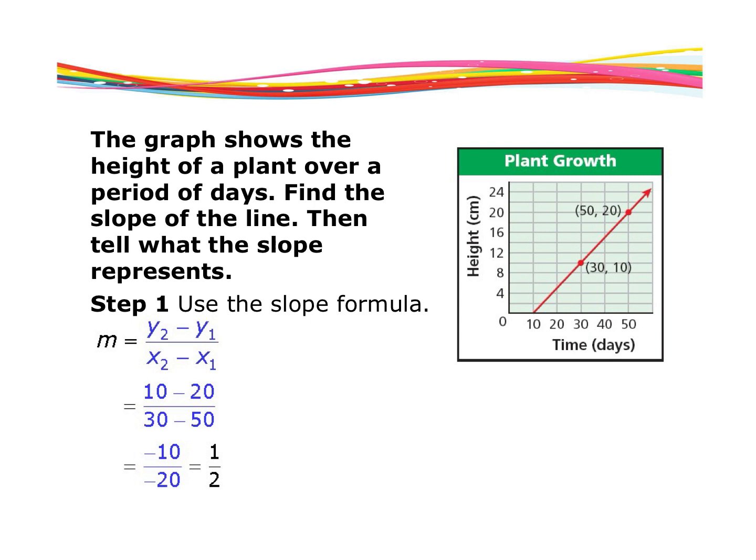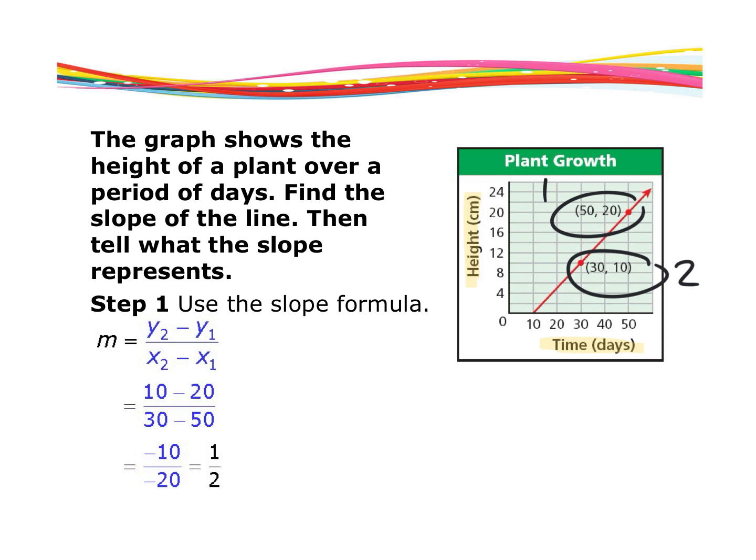So here the graph shows the height of a plant over a period of days, and they want us to find the slope of the line, then tell what the slope represents using the slope formula. Again, in this case, they did it for us. They chose the 2s from the graph to be the 10 and the 30, and then they chose the 5 and the 20 to be the 1s. They plugged them in, the y in the top, the x in the bottom, and they end up with a half. Keep in mind how the x is right here is time, and then the height is the y.